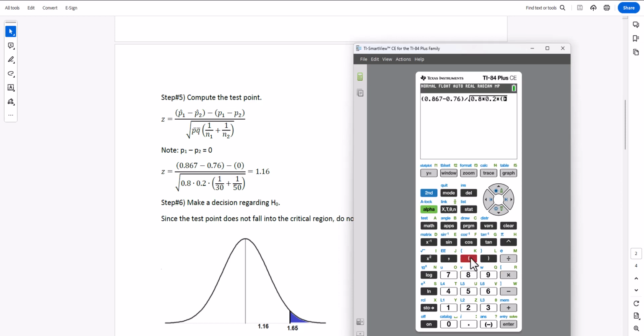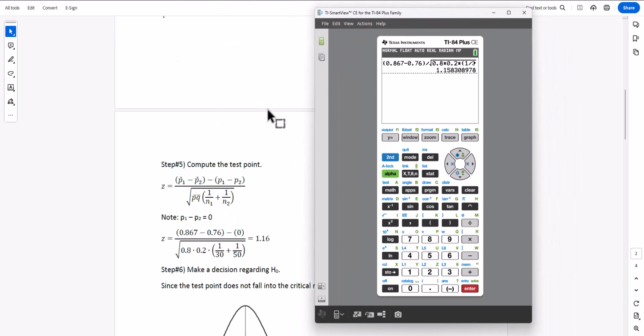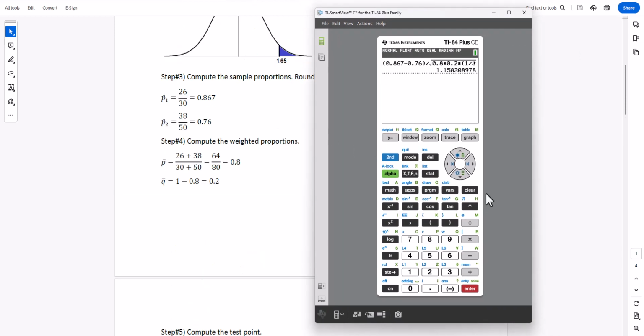times, and now I use parentheses, that's 1 over 30 plus 1 over 50. Close the parentheses. Hit enter, and that's going to round to 1.16. Now it turns out the TI calculator has a built-in function, so we can use that as well to compute the test point. Let's do that.